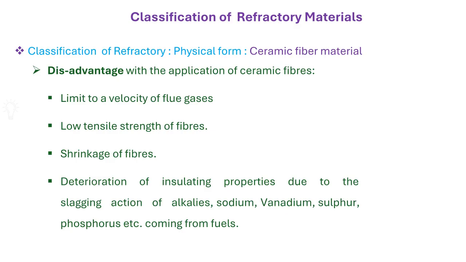Fourth limitation: chemical attack. Ceramic fibers can deteriorate when exposed to certain chemicals like alkalis, sodium, vanadium, sulfur, or phosphorus from fuels. This reduces their insulation performance, especially in high-temperature zones. By keeping these limitations in mind, you can decide whether ceramic fiber is the right choice for your application, or whether dense refractories would be more suitable.